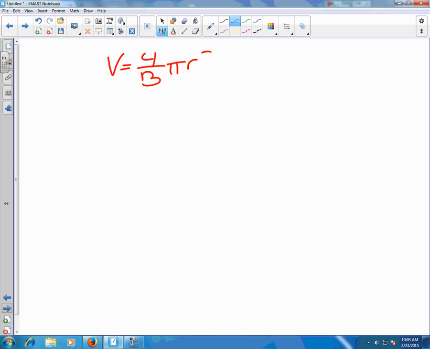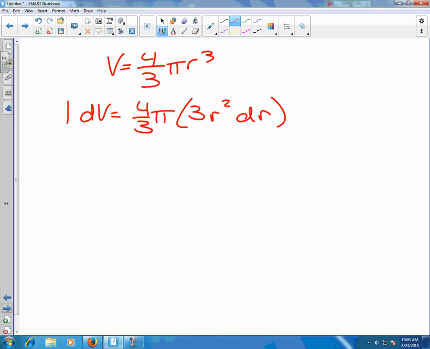V equals 4/3 pi r cubed. If we take the implicit derivative, we get 1 times dV is equal to 4/3 pi times 3r squared dr. If we simplify, we can cancel out these 3's, and you're left with dV is equal to 4 pi r squared times dr. Divide both sides by dt.